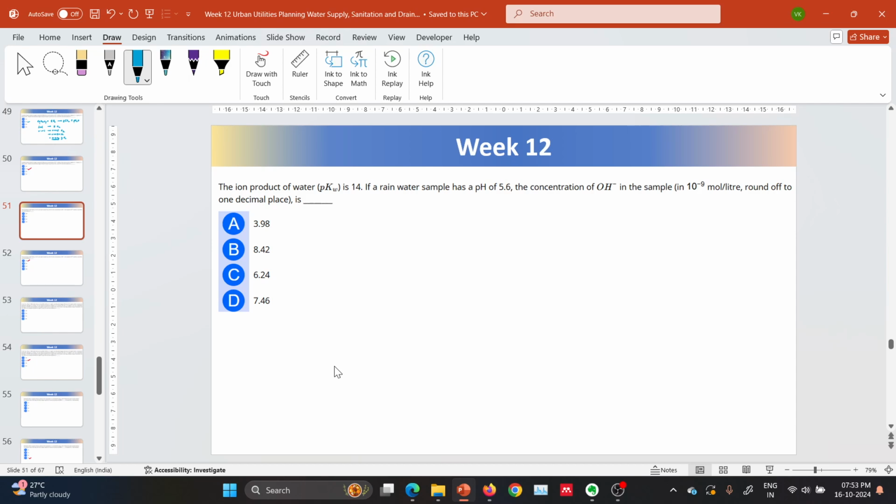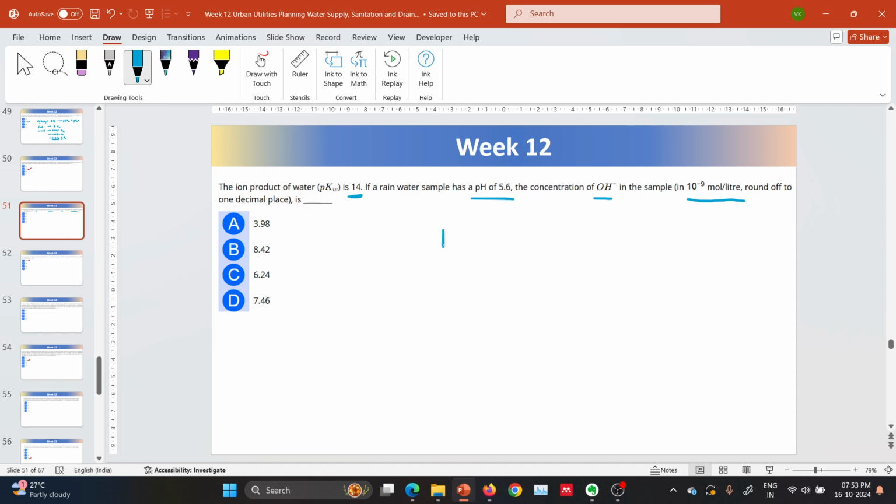This is the new question. The ion product of water is 10 to the power minus 14. If the rainwater sample has a pH of 5.6, find the concentration of OH minus in the sample in 10 to the power minus 9 mole per liter, rounded up to 1 decimal place. This is a great question.